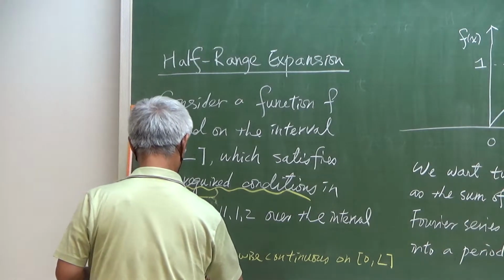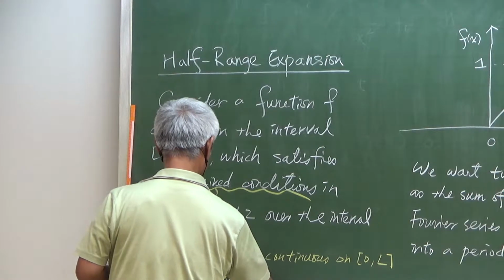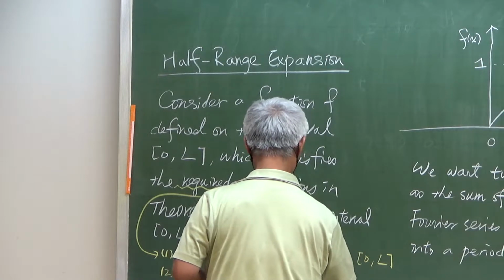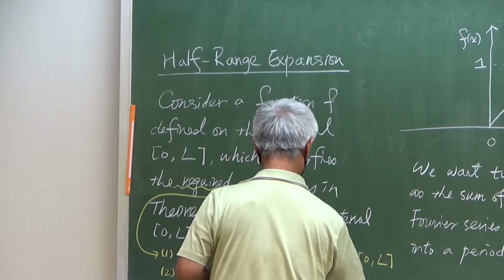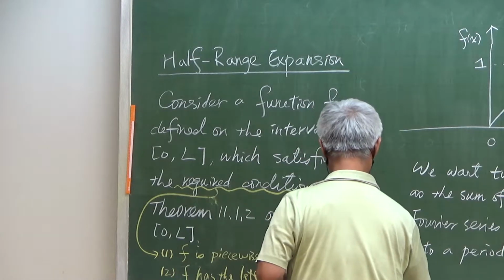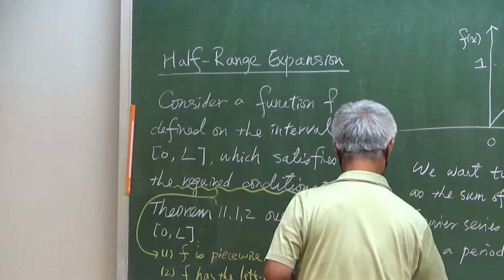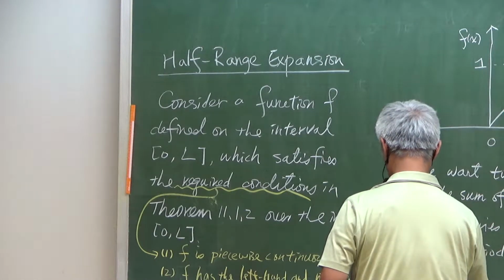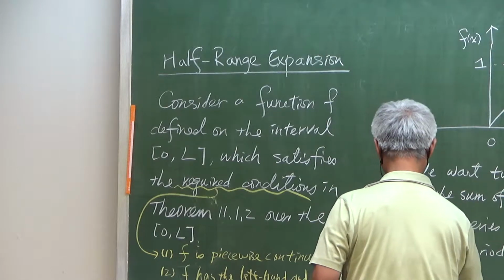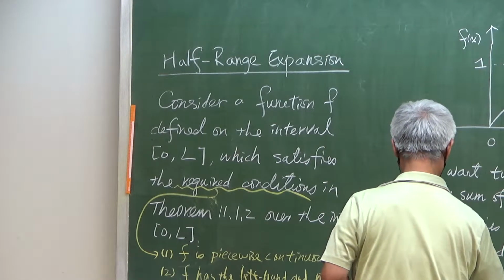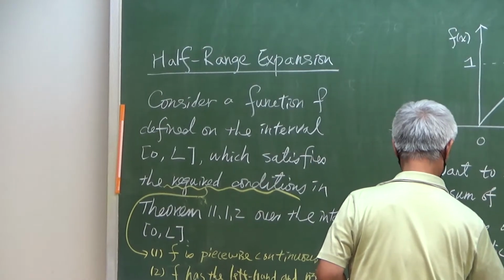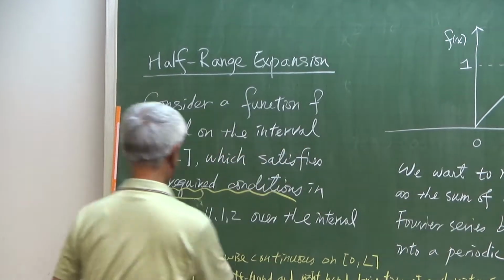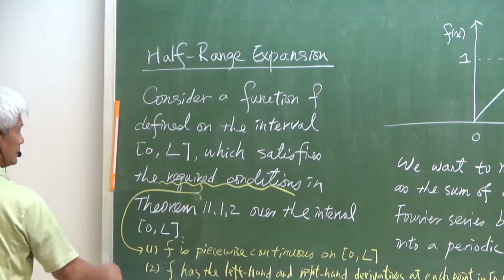The second thing is that f has left hand and right hand derivatives at each point in 0 to L. So these are the two conditions.